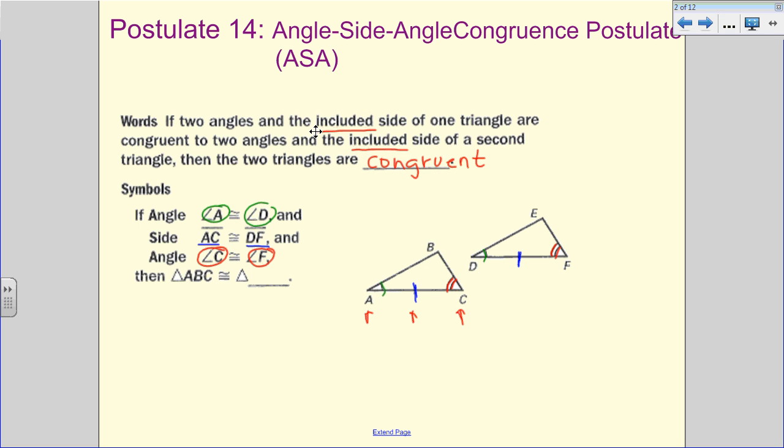So that means we need to write a congruency statement. That means A is congruent to D, C is congruent to F. That means B would be congruent to E. So we're going to have triangle DEF. Notice I went a little out of order. I didn't go first, second, and third, but I'm matching up what I know from my congruent angles.